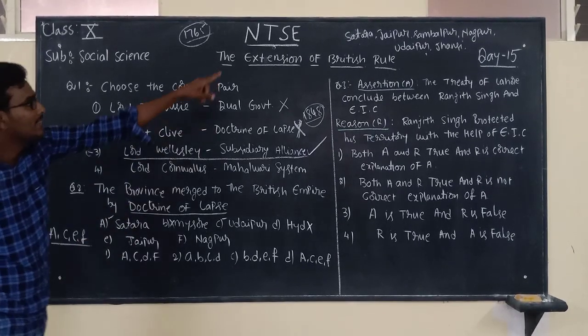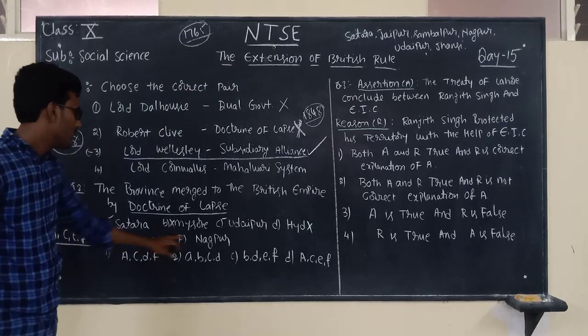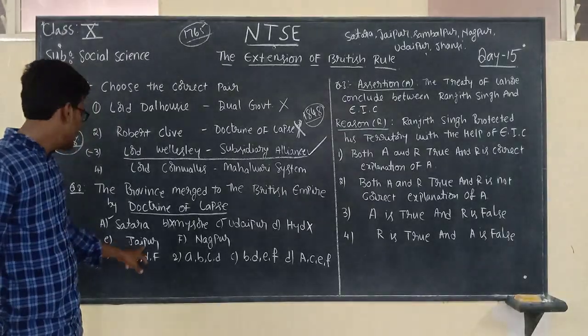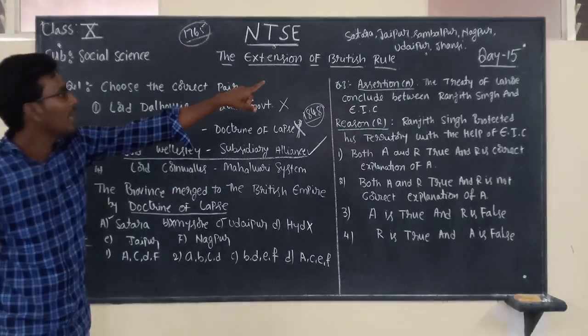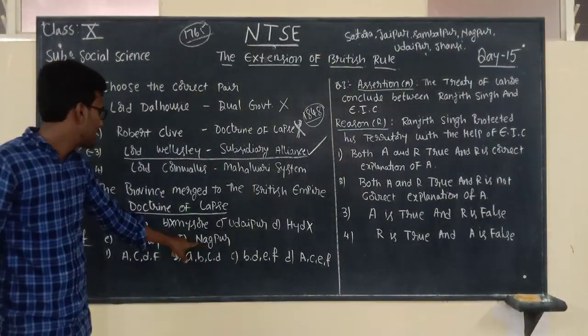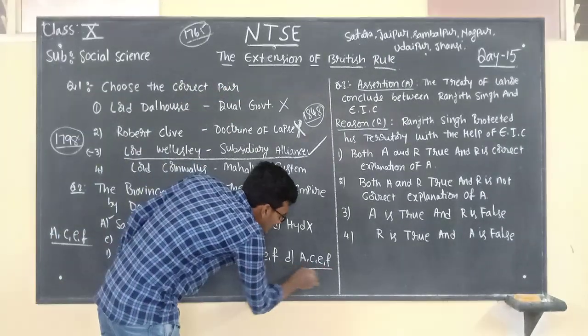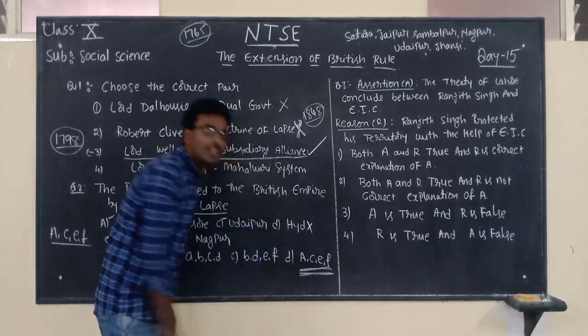A, Satara is there in the list, and C, what is C? Udaipur, it is there. And after that, what is E? Jaipur, it is also mentioned over there. And finally F. So what is F? Nagpur is also there. So what is the right answer? ACEF sequence is the right answer.